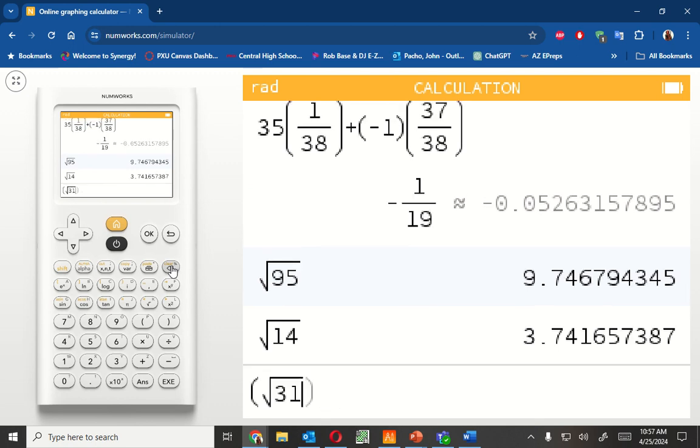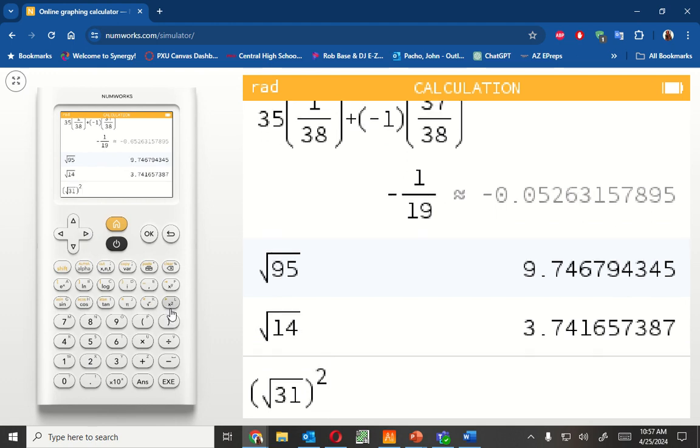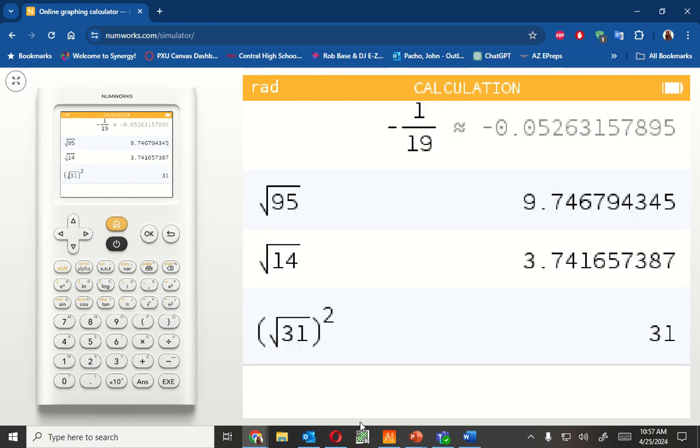Put it in the wrong place. Arrow over first, and then square. There we go. I just get 31 because this radical is undone by the square. So the square root and square are opposite.